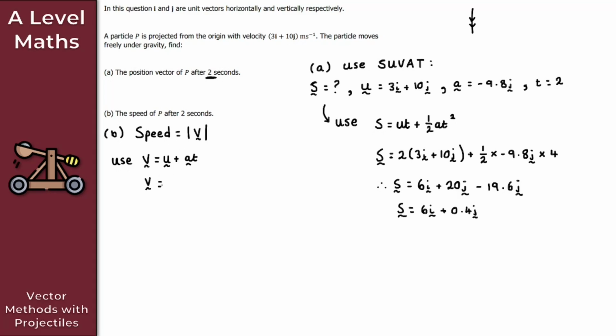u is my initial velocity, which we were given in the question here. That's 3i plus 10j. Then we've got at here. So a is just minus 9.8j again, and t again is 2 here. Okay, so nice and straightforward then. We get plus, so it's going to be t, which is 2, times a, which is minus 9.8j here. Like so.